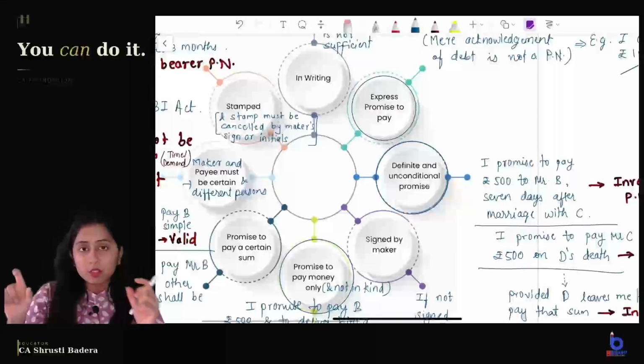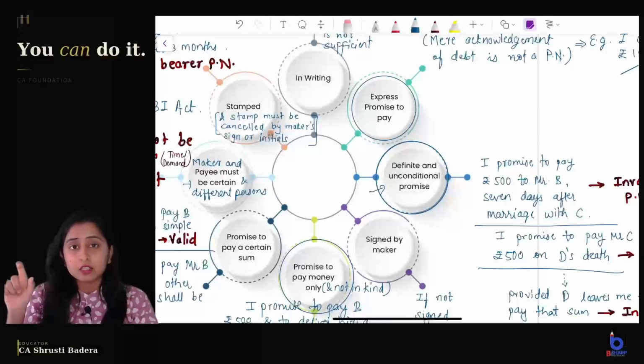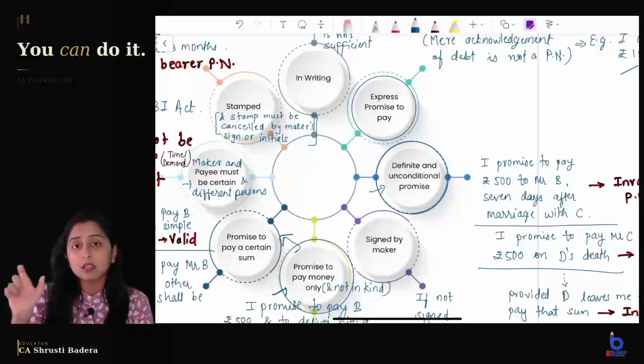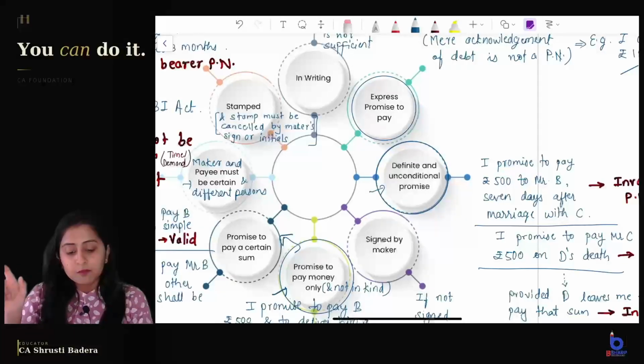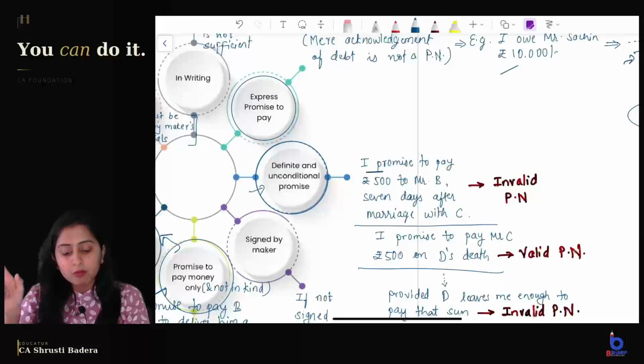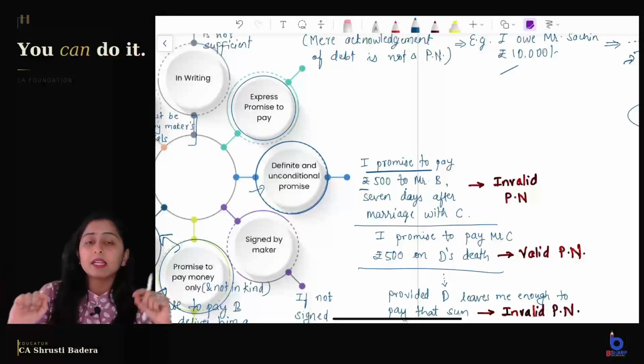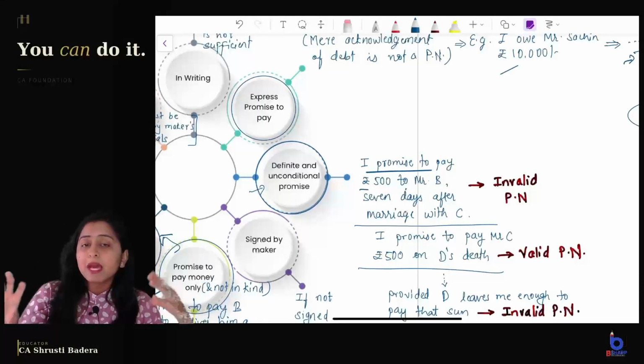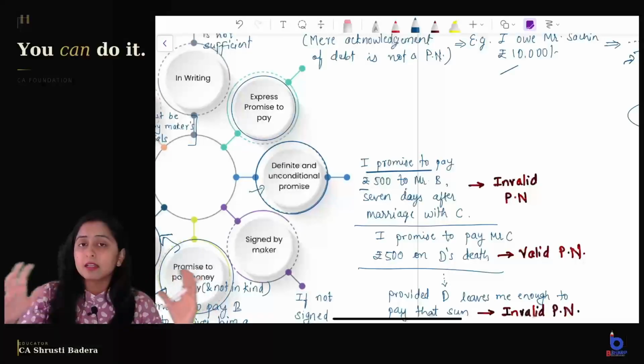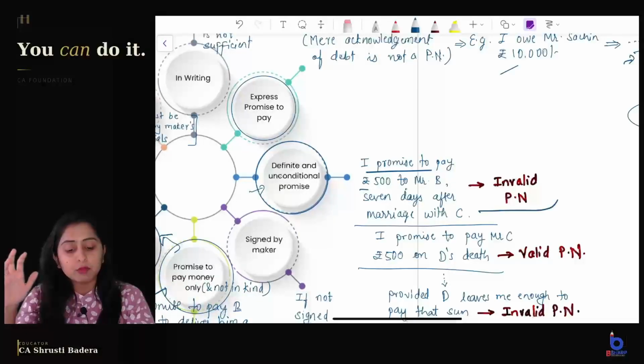So, express promise to pay: the promise should be definite and unconditional, a promise to pay money only, and that money should be a certain sum, right? Example: I promise to pay rupees 500 to Mr. B 7 days after marriage with C. Now, whether the marriage with C will happen or not is an uncertain event. That is why it is an invalid promissory note.